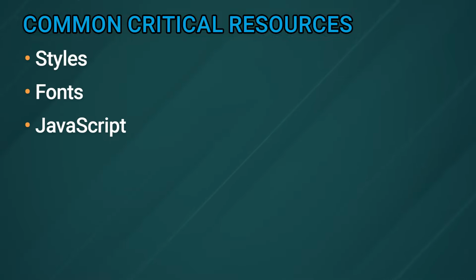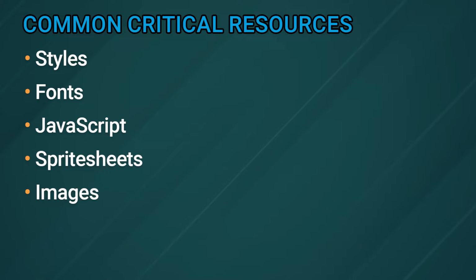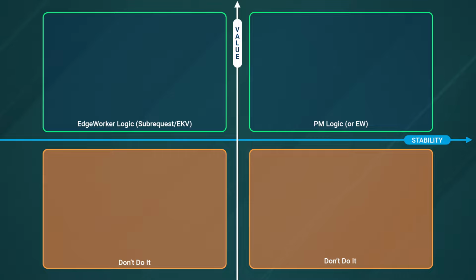So it's important to be judicious about which resources you're actually going to early hint, giving priority to the ones that are required for the critical page load, because those are going to be the ones that speed up the site most effectively. Some common critical resources may include things like styles, fonts, JavaScript, sprite sheets, or images. They don't have to be render blocking resources. For example, images generally are not, but they may contribute to the largest contentful paint, so you'll still want to speed those up. Fortunately, my colleagues have created a handy decision matrix that can help you with this.